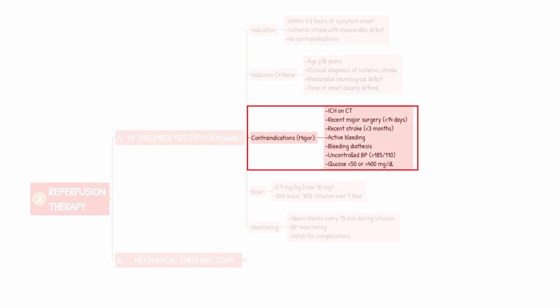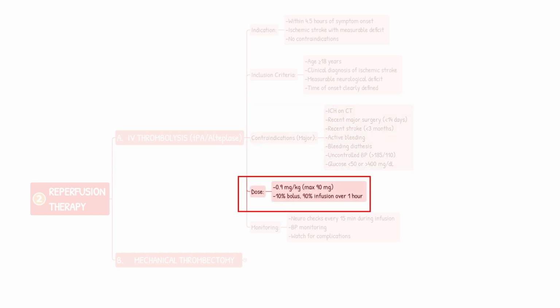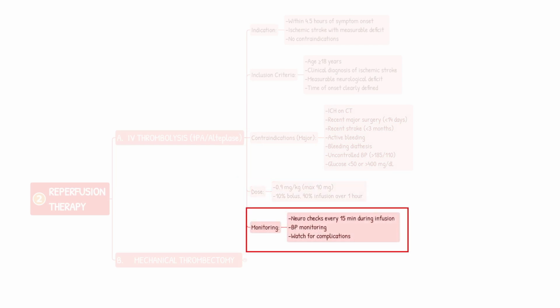Major contraindications include intracranial hemorrhage on CT, recent major surgery within 14 days, recent stroke within 3 months, active bleeding, uncontrolled blood pressure greater than 185/110, and glucose less than 50 or greater than 400. The dose is 0.9 mg per kilogram with a maximum of 90 mg. Give 10% as a bolus and 90% as an infusion over 1 hour. During infusion, perform neurochecks every 15 minutes. Monitor blood pressure closely. Watch for complications, including hemorrhagic transformation.